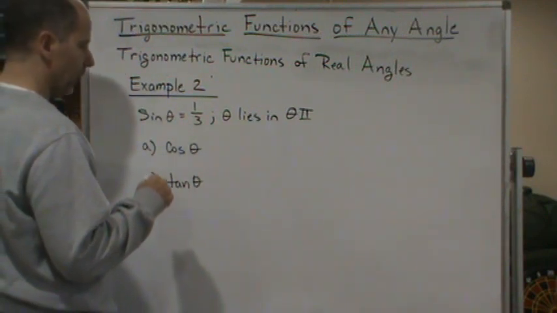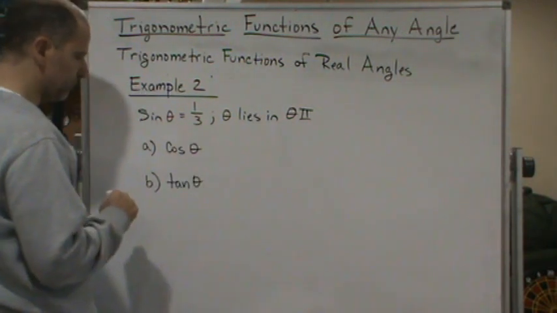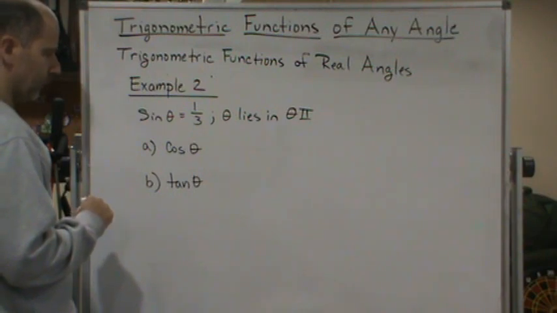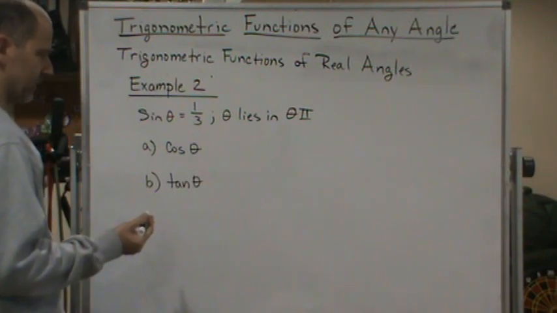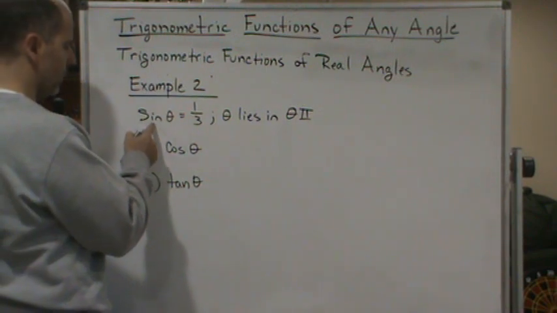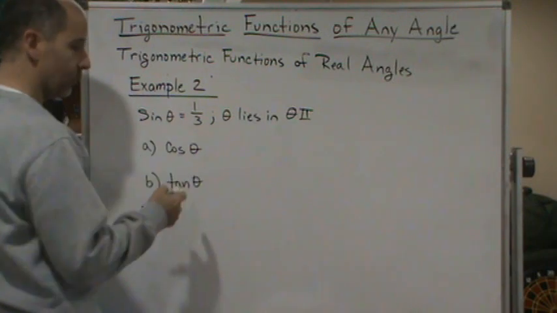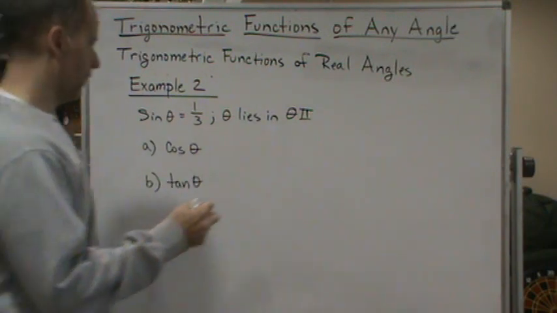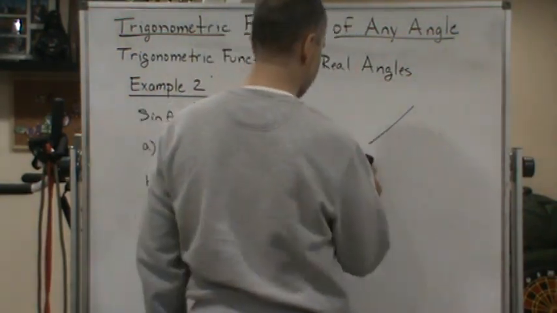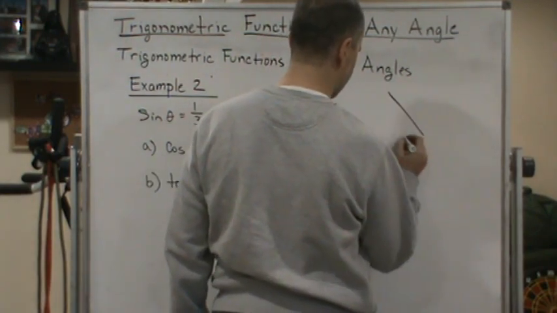So sine is equal to 1/3, and theta lies in the second quadrant. And remember, sine is equal to opposite over hypotenuse. Okay, so if we draw a right triangle, you know what, since we're in the second quadrant, let's draw it this way. So we're in the second quadrant.